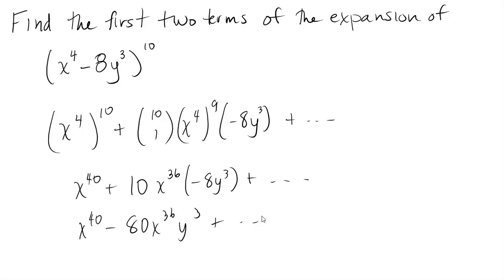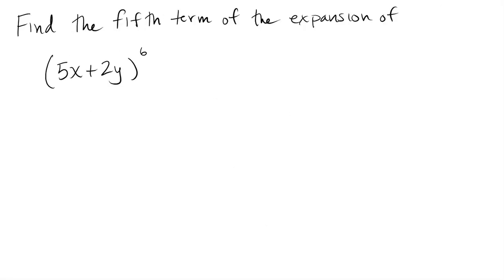And then a bunch of other terms, but we weren't asked to find those. Okay, let's hop a little deeper into the list. Here we're asked to find the 5th term of the expansion of (5x + 2y)^6. Now there's a shortcut to figuring out which one is the 5th term, but since this is our first example like this, I'm going to list them all out.